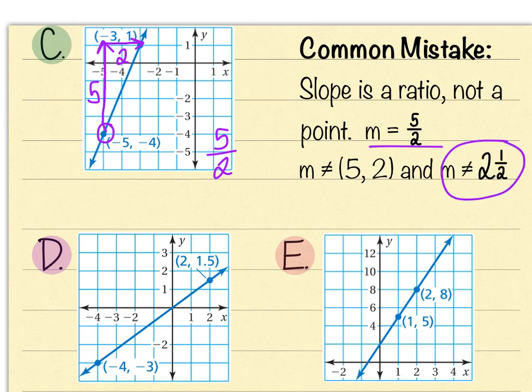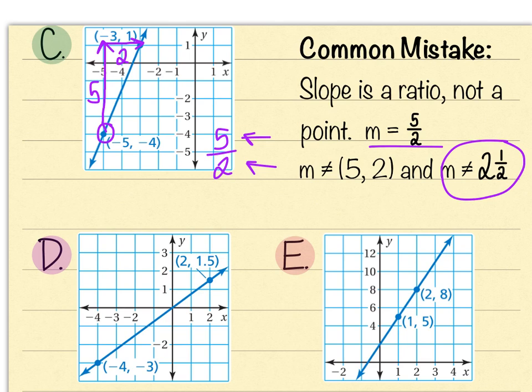I see that as a common mistake. The reason we don't want to write this as a mixed number is because slope is a ratio. So it's like a fraction, but it also doesn't have all the same properties. We don't want to write it as a mixed number because then you have 3 numbers that you're relating, and a ratio just relates 2: a rise of 5 and a run of 2. So we don't want to change it to a mixed number.